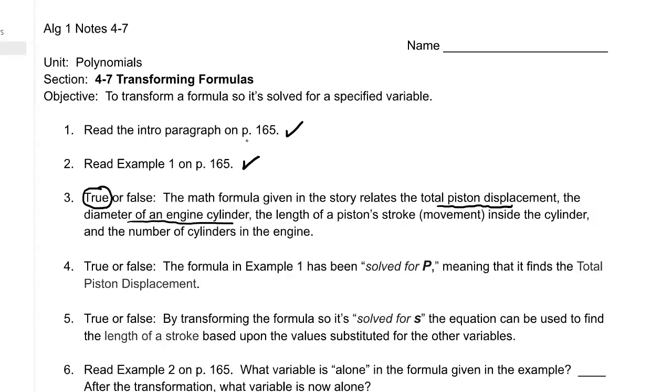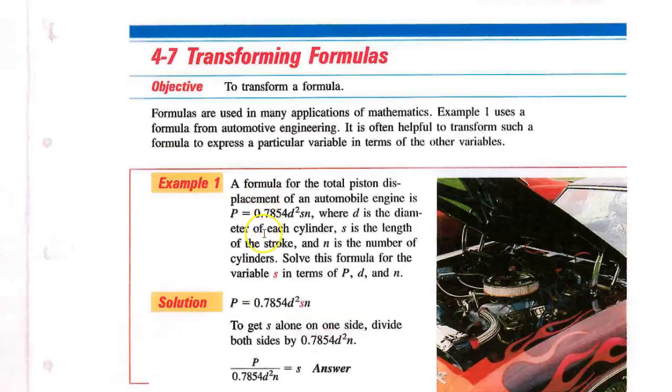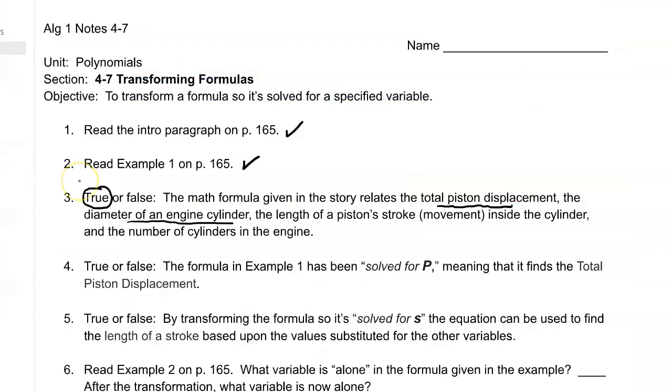Number 4, true or false? The formula in example 1 has been solved for P, meaning that it finds the total piston displacement. Taking a look at the formula that was given in the original story problem, yes, it has the letter P alone, and we're told in the first sentence that the letter P is representing total piston displacement. So number 4 is true.